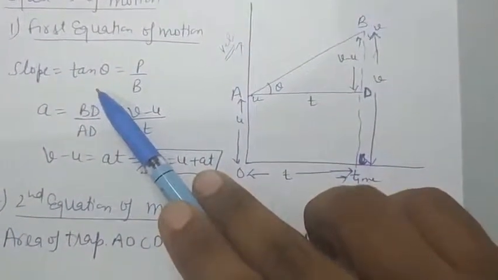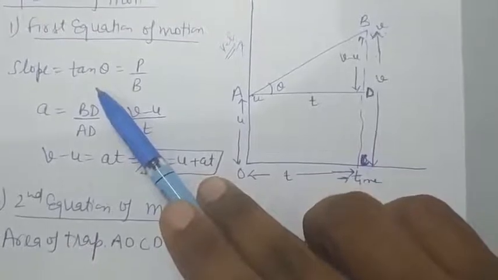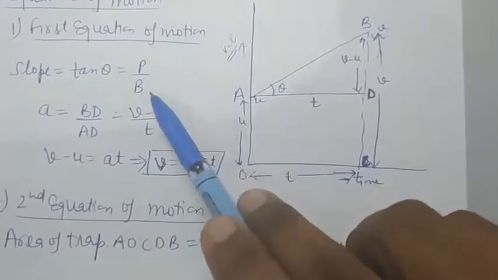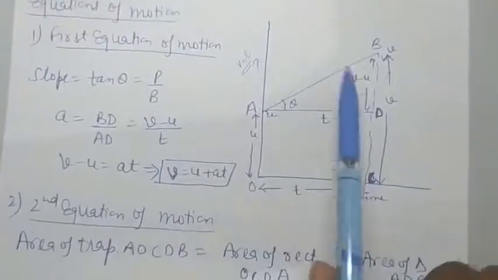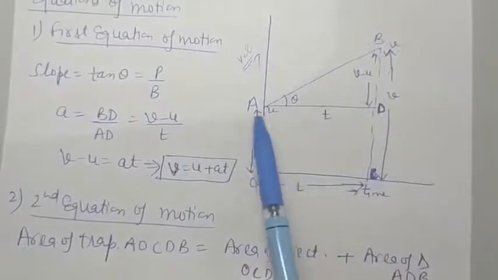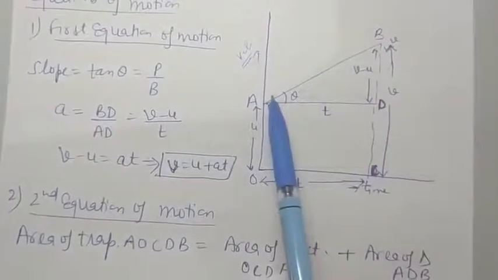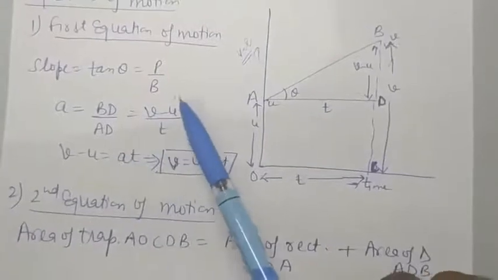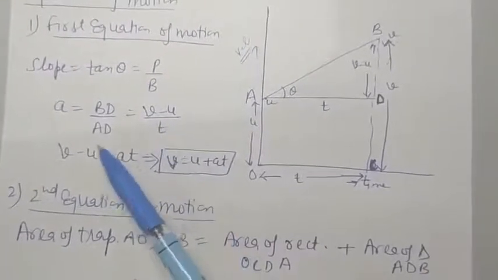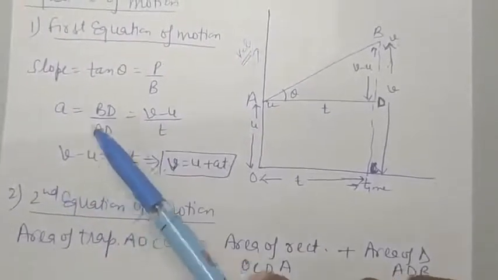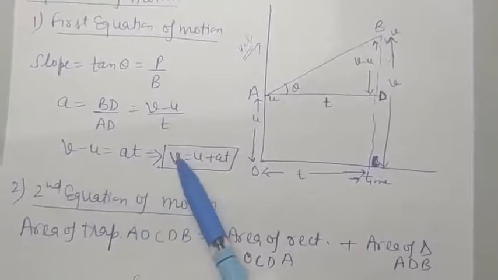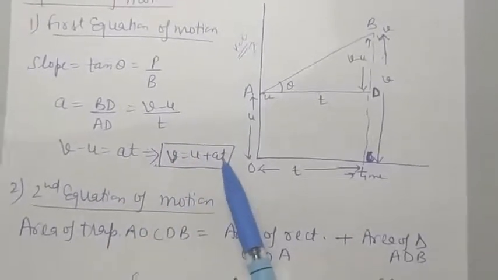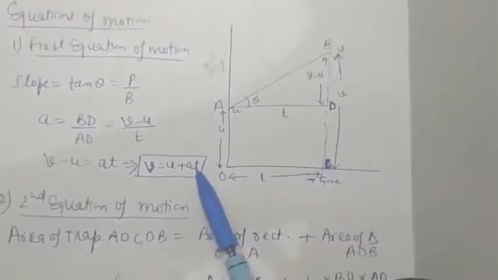Now, for the first equation of motion, we have to find the slope. Slope in mathematics is tan theta, perpendicular by base. In this triangle ABD, the perpendicular is BD and the base is AD, so BD by AD is v minus u by t. Then do the cross multiplication, at is equal to v minus u, then v is equal to u plus at. That is the first equation of motion.